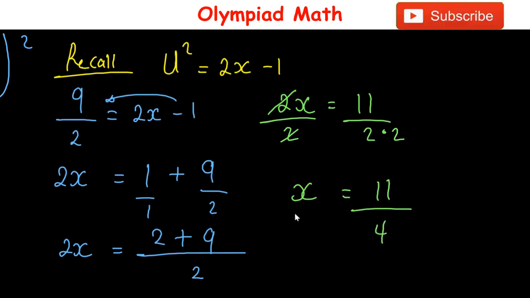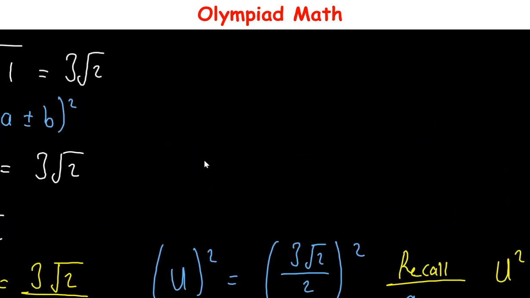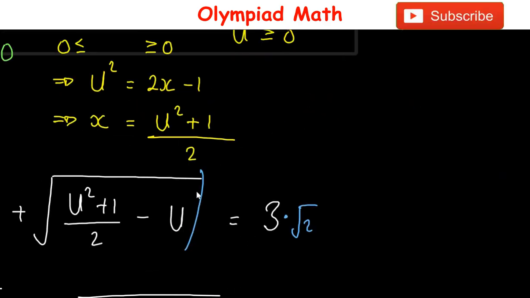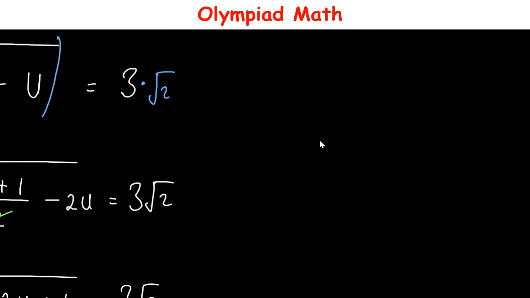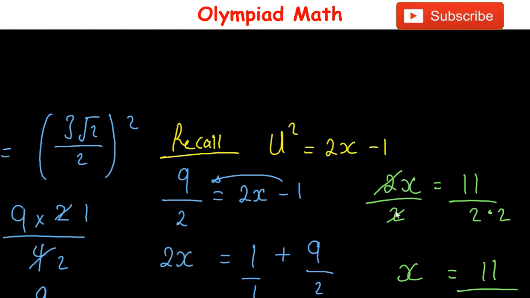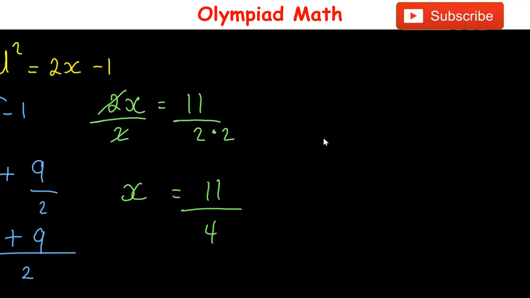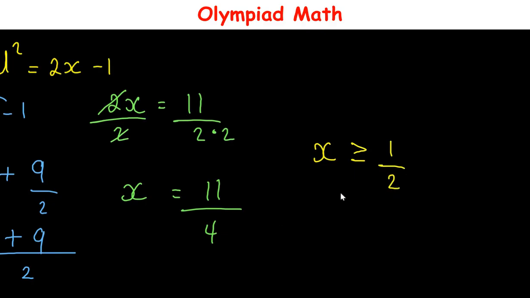And from here, if we go back to the condition of x initially, the condition we have is that x should be greater than or equal to 1 over 2. Now looking at the answer that we got as 11 over 4, this is greater than 1 over 2. So this is the correct solution for the given question.